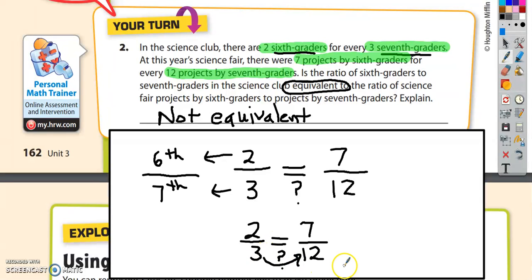To increase my second term from 3 to 12, I would multiply by 4. And by now, I hope you know that when you multiply one term by 4, you have to multiply the other term by 4. And is 2 times 4 equal to 7? It is not. So it's the second time I've proven that this is not equivalent. So you can either use the cross products, or you could use that method that I just showed you right there, which is to multiply.